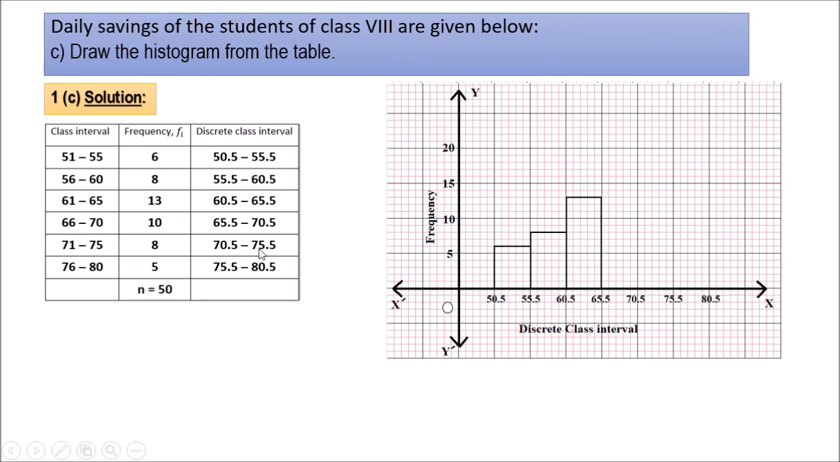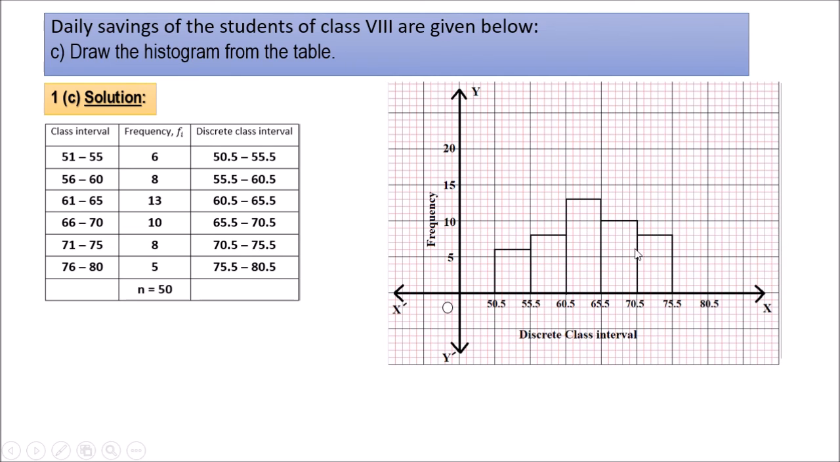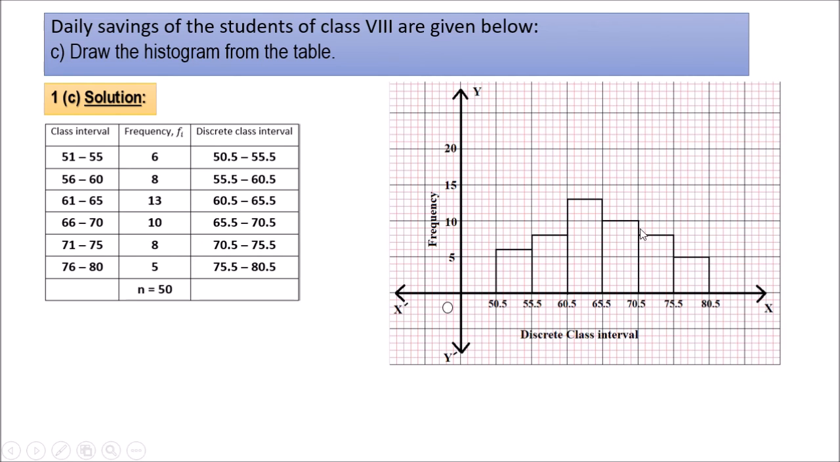So the next one is 65.5 to 70.5, and the frequency is 10. So here, up to 10 I've drawn. Then the next one is what? 8, I've drawn here, and the next one is 5. So all the things are drawn here.